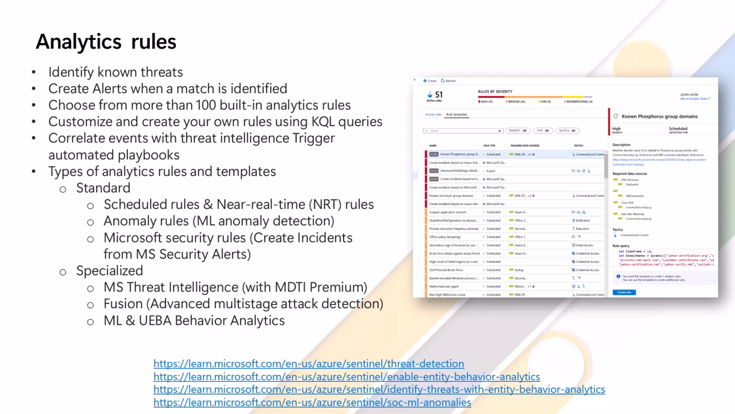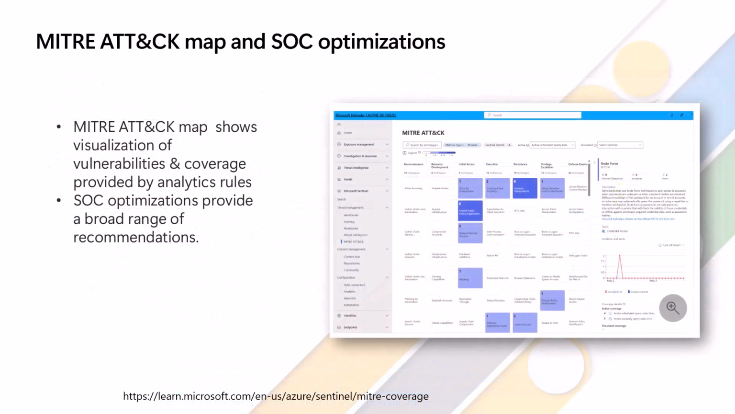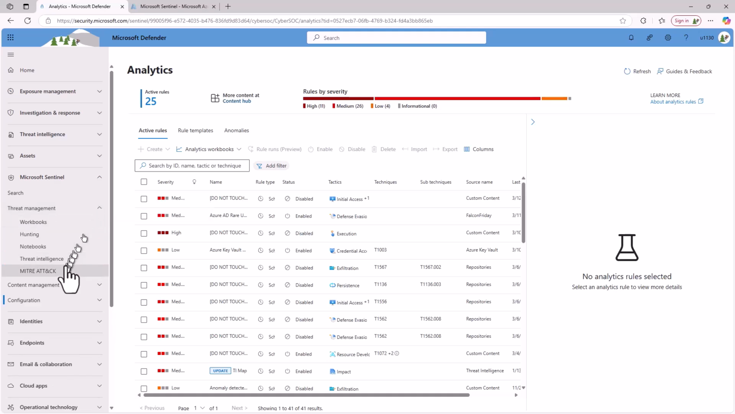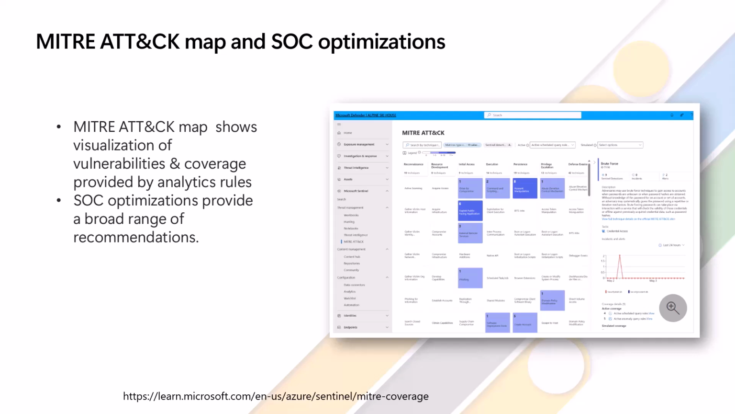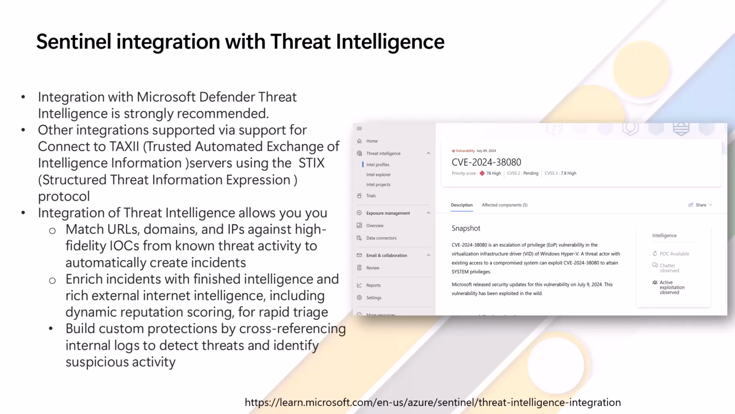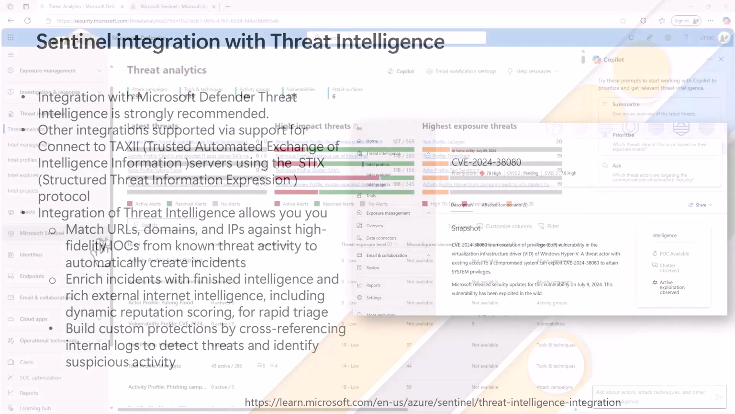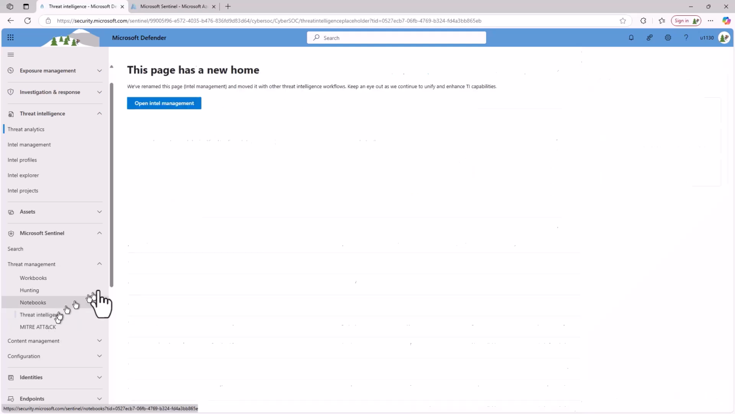The effectiveness of all these rules depends on data, and so again, because Sentinel integration with MDTI Premium brings in more and higher quality IOCs and enrichment of your data, far better detections happen when this is in place. All analytics rules should be configured to specify the MITRE techniques they apply to. This allows the MITRE ATT&CK map to provide a visualization of vulnerabilities and coverage provided by those analytics rules.